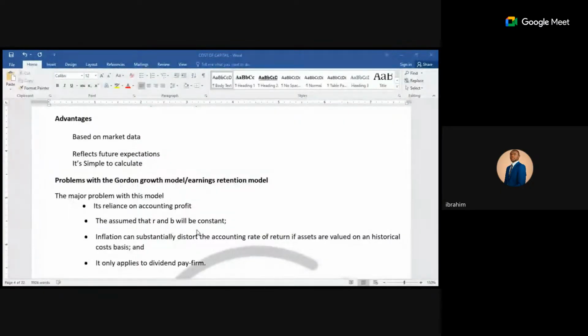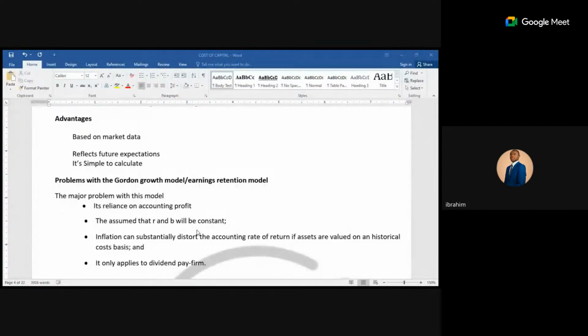Gordon's growth model relies on accounting profit, and accounting profit is subjective. You can manipulate accounting profit. It only applies to dividend-paying firms. That is one of the disadvantages. Any company that is not paying dividend, you cannot apply the dividend valuation model or Gordon's growth. Now, it is assumed that R and B will be constant.